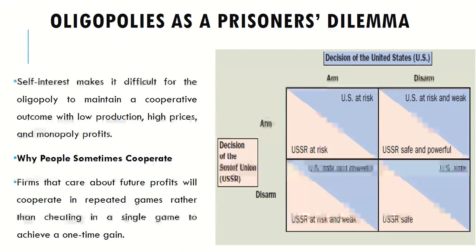Now the dominant strategy for both of the countries is not to disarm. If any country decides to disarm, it is at risk and weak as the other country decides to arm. But when both decide to keep arms, then both are at risk. So the best strategy is that they cooperate with each other. So the Nash equilibrium is the fourth possibility when both countries are safe and they decided to disarm.